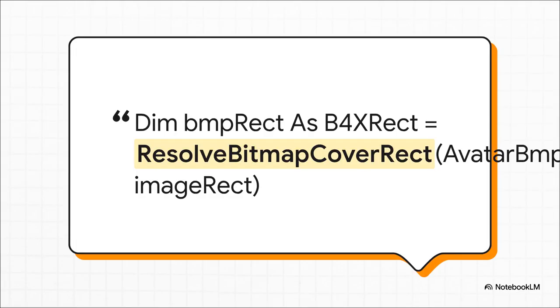And check this out. Here's that exact logic right from the source code. This one line, this one function, resolve bitmap cover rect, it does all the heavy lifting for us. It just takes the image itself, the avatar BMP, and the container, the image rect, and bam, it runs through those four steps we just talked about. What it gives back are the perfect coordinates to draw a beautiful, distortion-free image. That's just elegant automation right there.